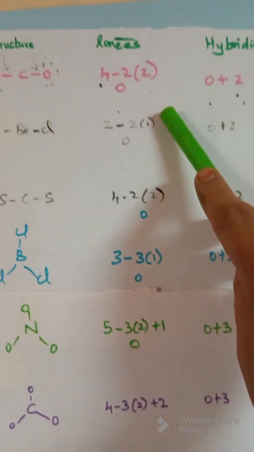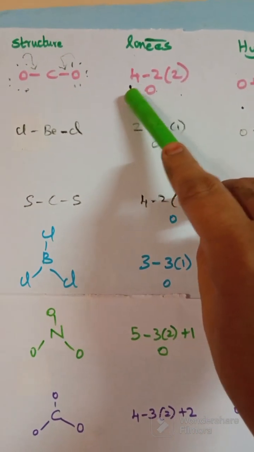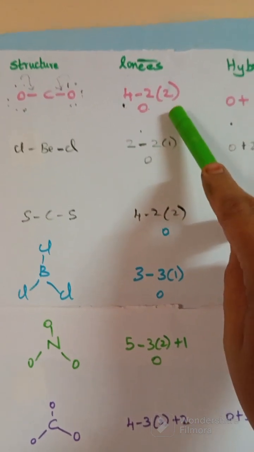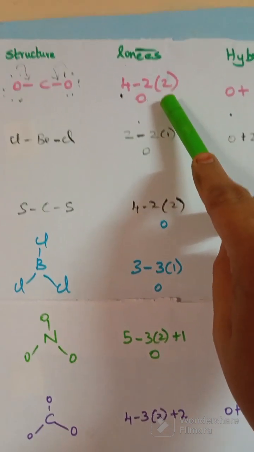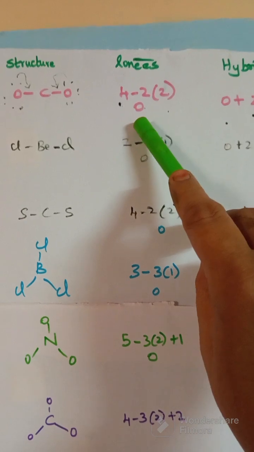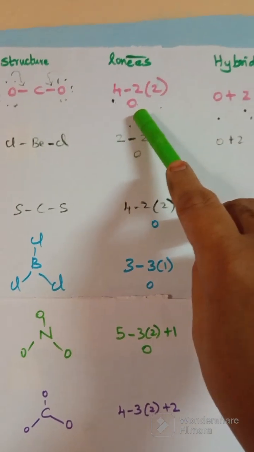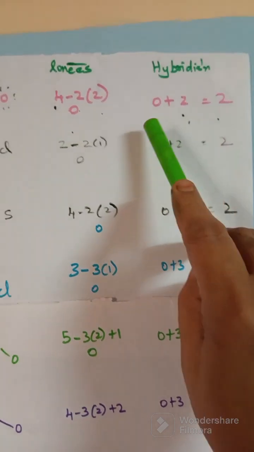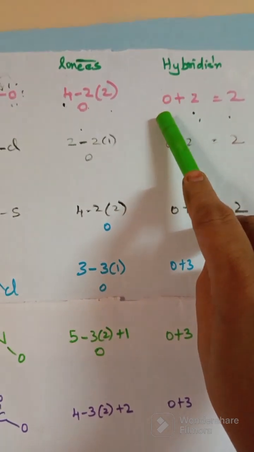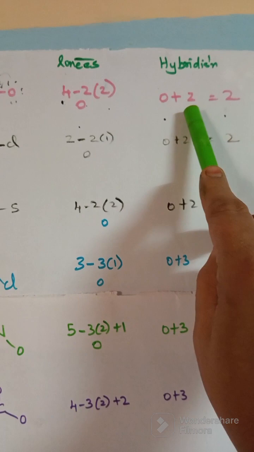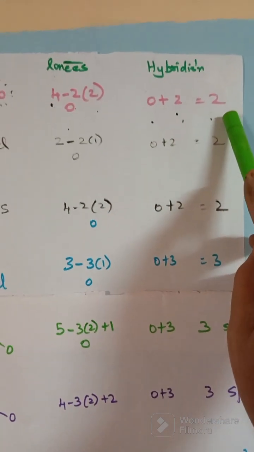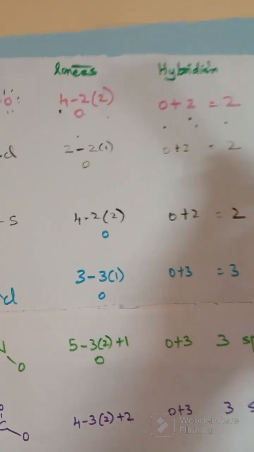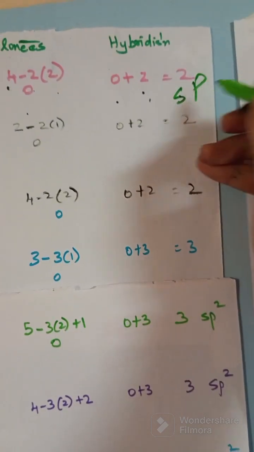To calculate the number of lone electrons in the atom, it is group number minus the surrounding atoms into valency. So valency of oxygen is 2. So there are no lone electrons in carbon dioxide. For hybridization, the formula is lone pairs plus the surrounding atoms. So 0 plus 2 is 2. 2 stands for sp hybridization.